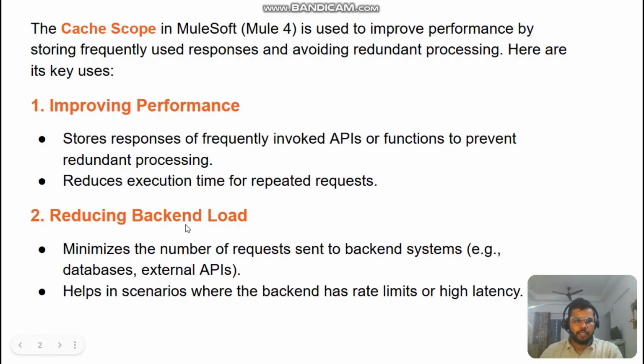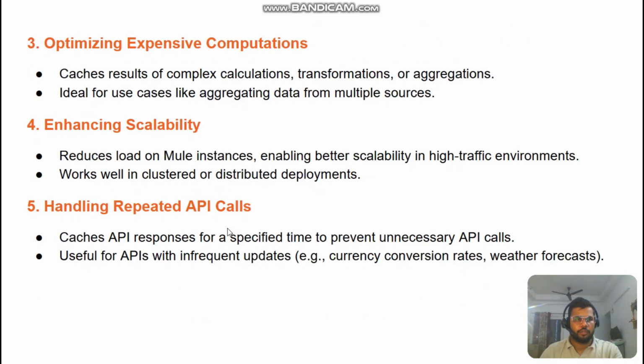Second one is reducing backend load. The authentication API is also available on the backend side, right? So if we are not calling it multiple times, obviously the backend load will be reduced. Going to the next, optimizing expensive computation. This authorization call also, every API call has a cost, right? So if you are not calling it multiple times, obviously you will be saving money, correct? The next one is enhancing scalability.